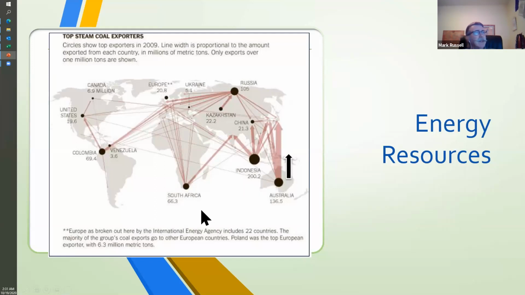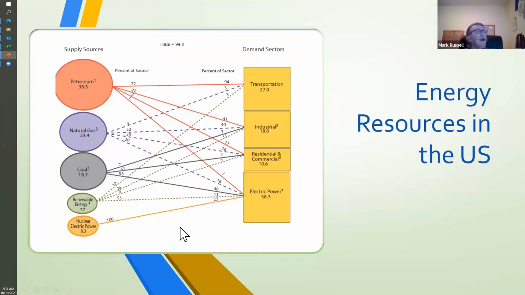The power plants, and so I'm surprised you don't have more power plants that are coal relative to that. Energy in the U.S. again, a lot of it is petroleum, natural gas, and you can tell how it kind of distributes out to the various industries.